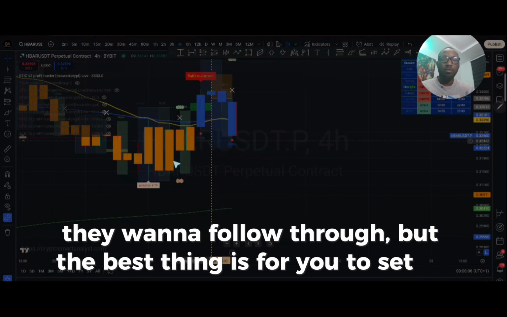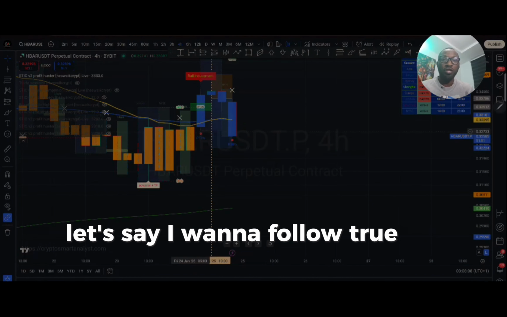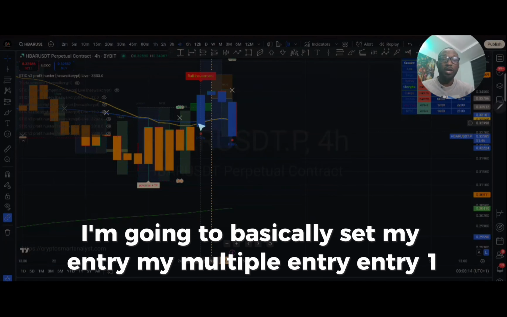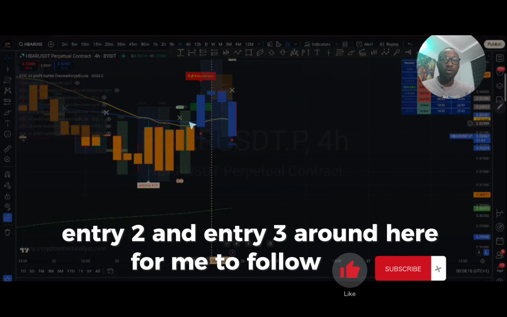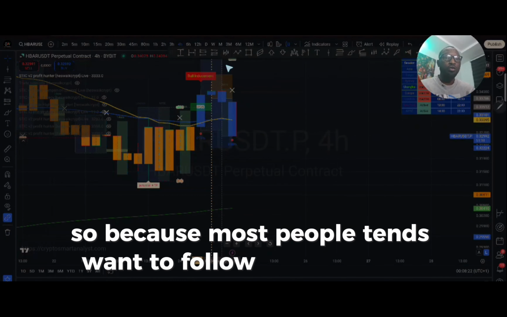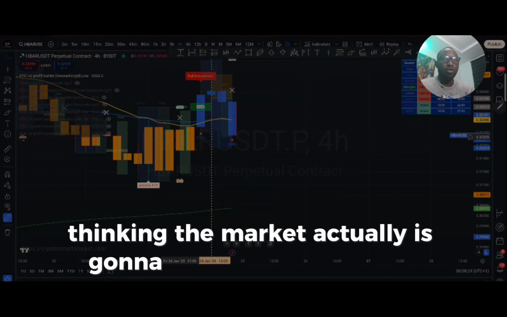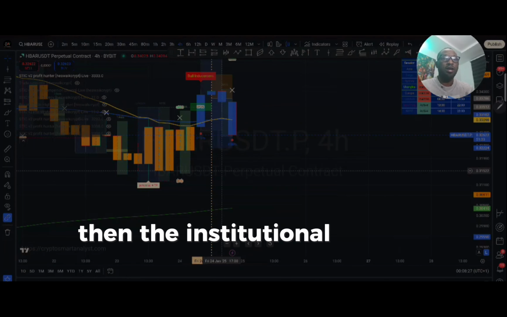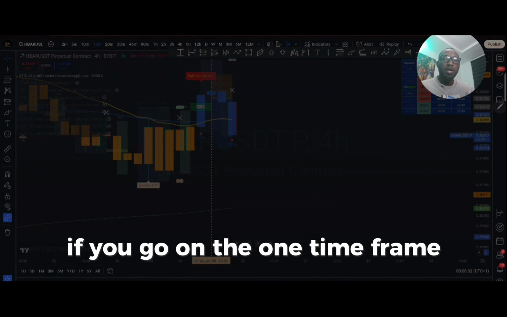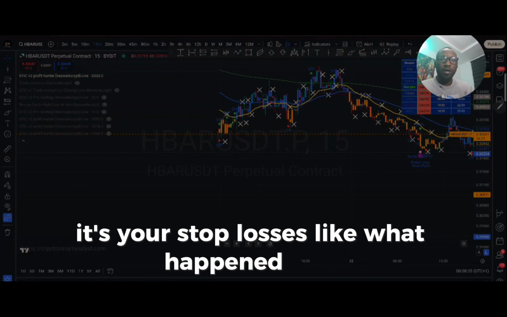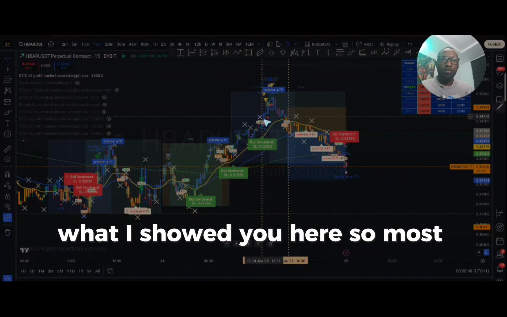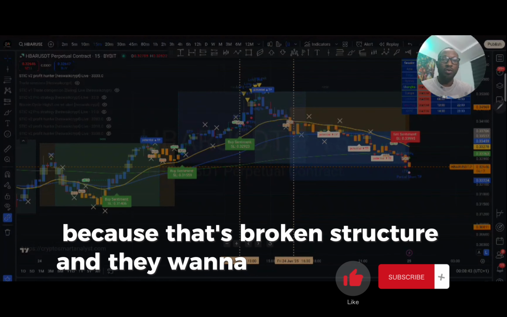But the best thing is for you to set up, because normally if I'm going to take it, let's say I want to follow through on this chart, I'm going to set my multiple entries, entry 1, entry 2, and entry 3, around here for me to follow through. That is if I want to long this. Most people tend to follow through the market, thinking the market is going to continue uptrend, then the institutional traders will come back to pick this liquidity and eat your stop losses, especially if you go on the lower time frame, like what happened here, what I showed you here. Most people want to follow through because it has broken structure and they want to continue the uptrend.